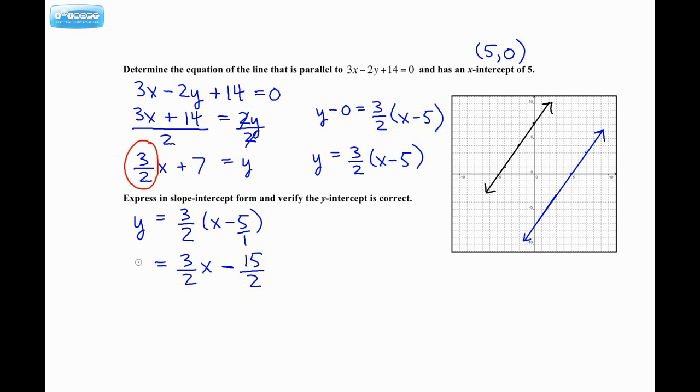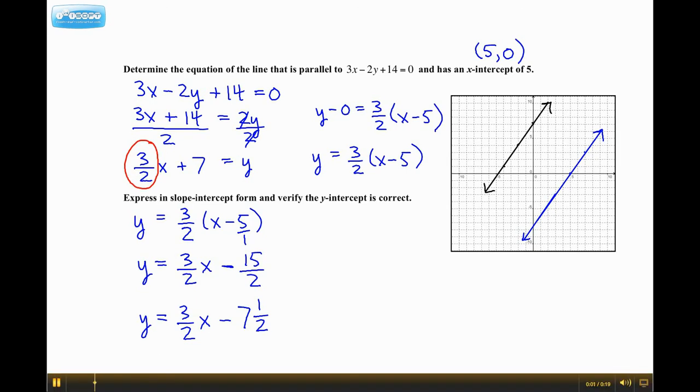Okay, so again, that's y. Okay, so our y-intercept is -15/2. I'm going to write that as a mixed number so that we can better compare it to where it crosses on the graph. Now 15/2, that's just 7.5. Okay, so if we look here, look where it crosses the y-axis. Well, this is -5, this is -6, -7, and it looks like it crosses halfway between -7 and -8. So we verified that here.